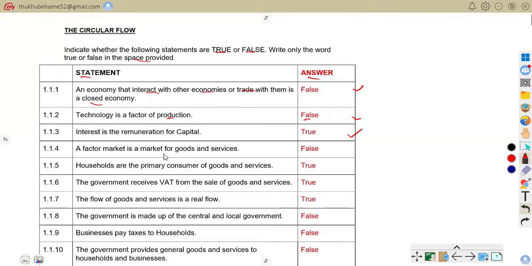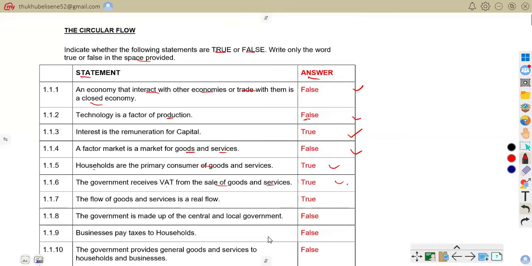A factor market is a market for goods and services. That is false. A factor market is for factors of production, not goods or services. Households are the primary consumers of goods and services. That is true. Households are the main consumers.